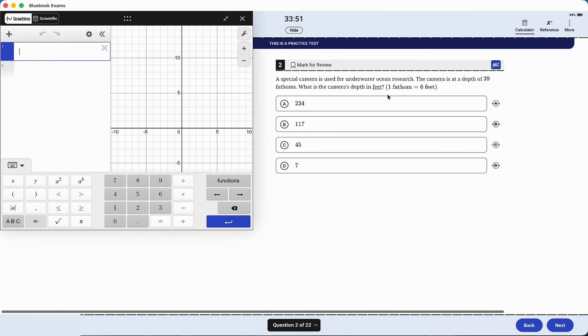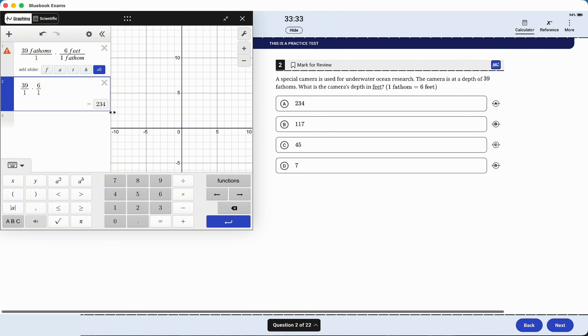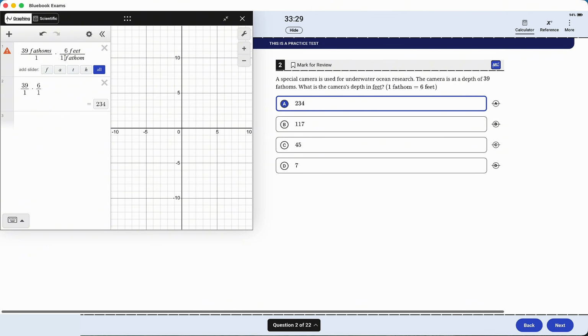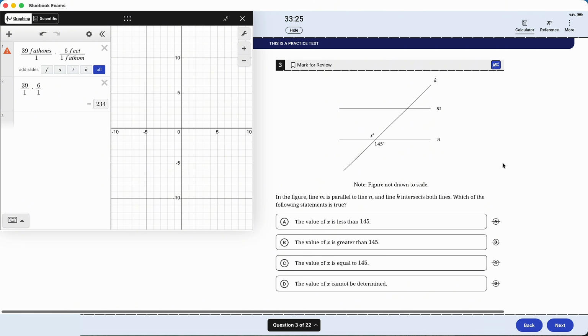So here they tell us the camera is at a depth of 39 fathoms. I can write it like this, 39 fathoms over 1, and then multiply by my conversion factor. I would put 6 feet on top and 1 fathom on the bottom, because I want the units of fathoms to cancel out. Then all you do is multiply those, write it without the units, and Desmos will do the math. I just put the units there to make sure everything's lined up correctly. But that's it for number 2.